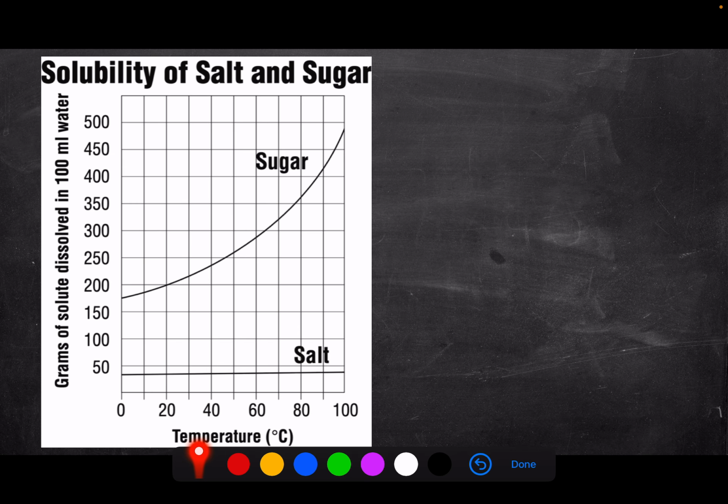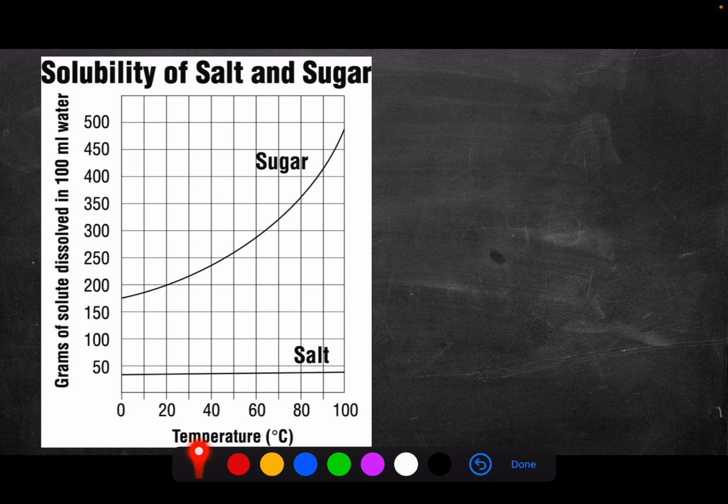So we can see here from the results that when it comes to salt, as you increase the temperature, there's not that much change in how much salt can be dissolved in 100 milliliters of water, which tells you that the solubility of salt is not affected that much by temperature. But if we look at sugar, we'll see that there is a big increase in solubility of sugar as the temperature increases. So as we increase the heat of the mixture, the amount of sugar that can be dissolved in the mixture also increases.